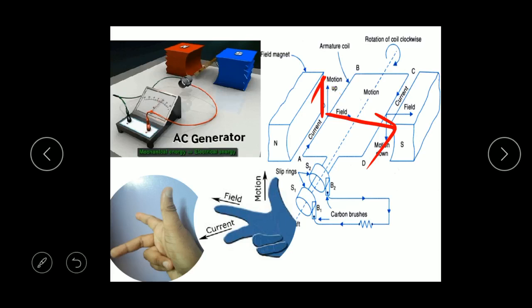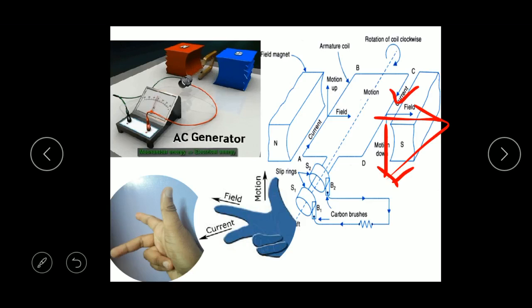Again, when the coil moves in the downward direction, after half rotation it starts to rotate downward. So this is the downward motion, and this is the direction of the magnetic field. Now again, according to Fleming's right hand rule, the direction of the current is this one, right? In this way you have to find the direction of the induced current within an AC generator by using Fleming's right hand rule.